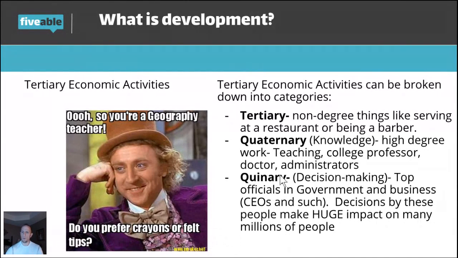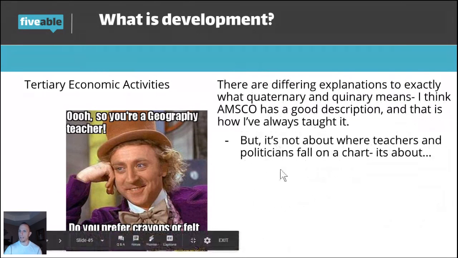Now, one more thing I wanted to point out, and really this is the explanation that I always went with my students. I think the AMSCO book uses this exact same explanation of what quaternary and quinary are, but be warned that there are different explanations that put these things in different categories. And I'm going to tell you, like I tell you all the time, it's not about where teachers or politicians fall on the different categories. It is about the why of where.